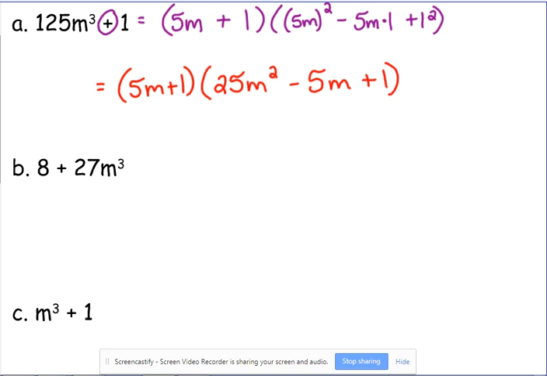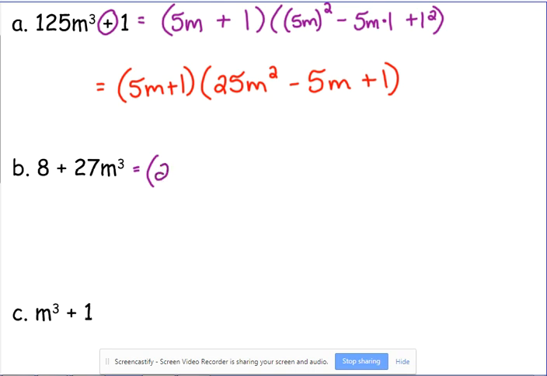Okay. Example B, we've got 8 plus 27m cubed. Okay, I know y'all don't like when that variable comes second, but let's just leave it in the order that it's in so that we don't mess up the factoring. All right, so 8 and 27 don't have anything in common. 8 and 27 are both perfect cubes.